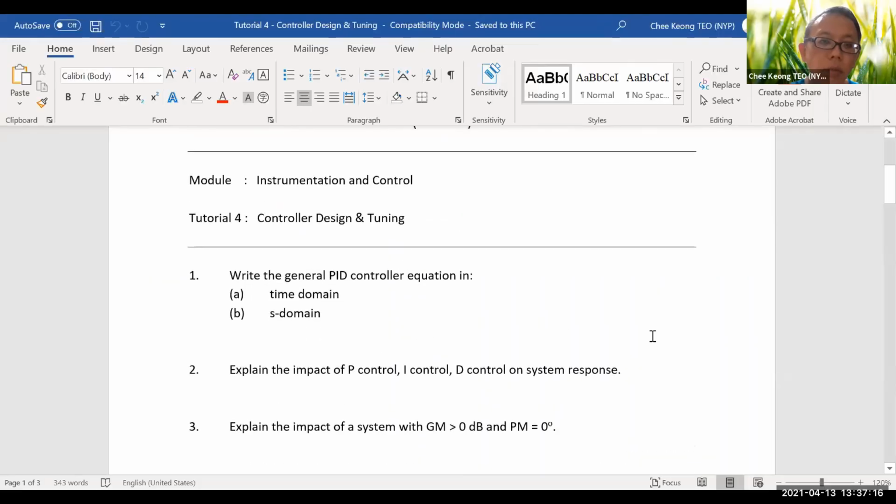So for question 1, they ask you to write the general PID equation in the time domain as well as the S domain. In question 2, they ask you to explain what you mean by P controller, what do you mean by I controller, and what do you mean by D controller response. So I'll show you these 2 questions progressively by sharing with you the answer.